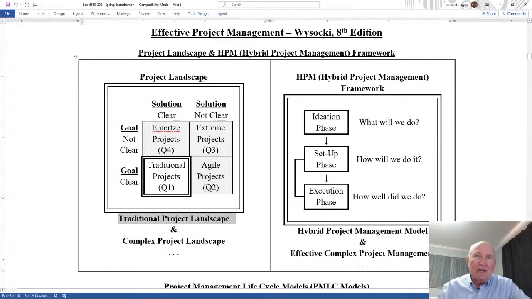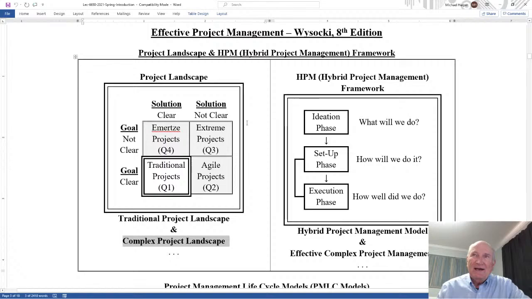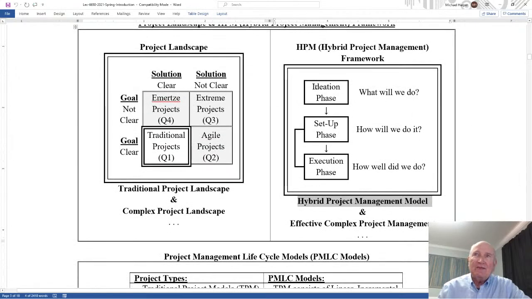So the traditional project landscape will be quadrant 1, and those will be extended into a complex project landscape, quadrants 2, 3, and 4. But then when he starts putting all these together, they're not separate, they're not independent. He develops them independently, but then he begins to combine them, which is very practical and effective. And there's where he comes to the hybrid project management model or framework, the effective complex project management or hybrid project management model. In this framework, you have the idea station. What will we do? How are we going to do it?